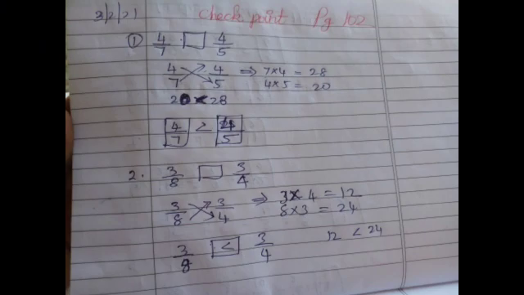4 by 7 and 4 by 5. You can do the cross multiplication as shown here. 4 into 5, 4 5s are 20, 7 into 4, 7 4s are 28. Which one is the biggest one? 28 is bigger than 20, so 4 by 5 is the bigger one. Coming to 3 by 8 and 3 by 4, cross multiplication: 3 4s are 12 and 8 3s are 24. Here we have 24 is the biggest number, so 3 by 8 is smaller than 3 by 4.